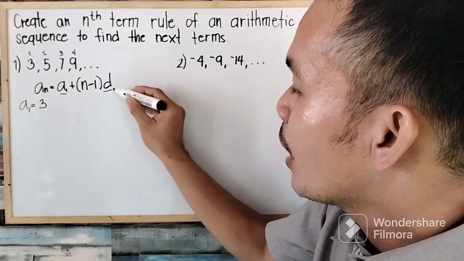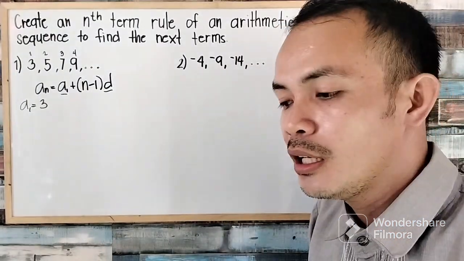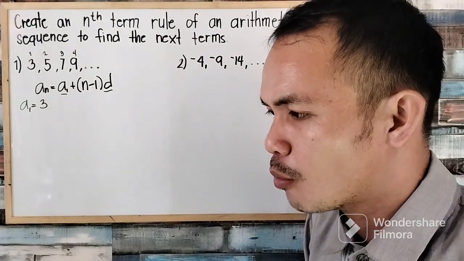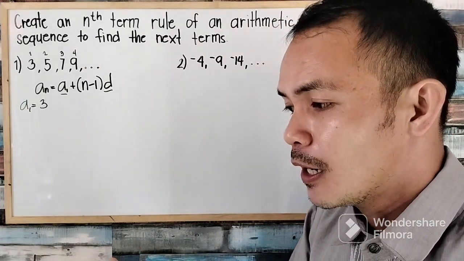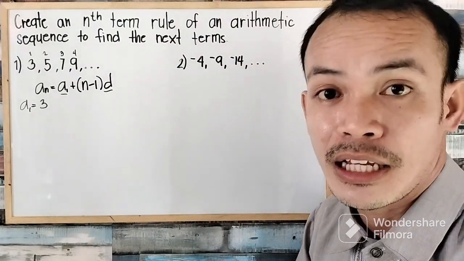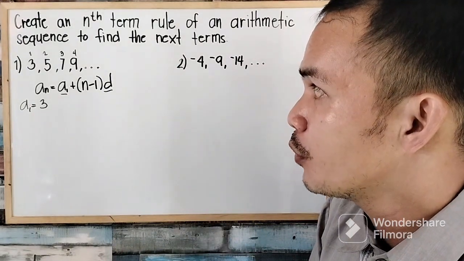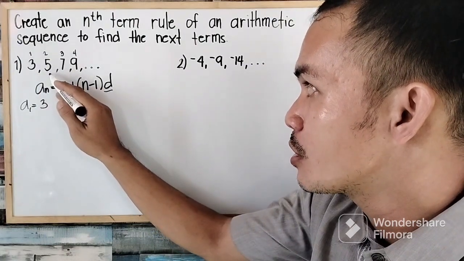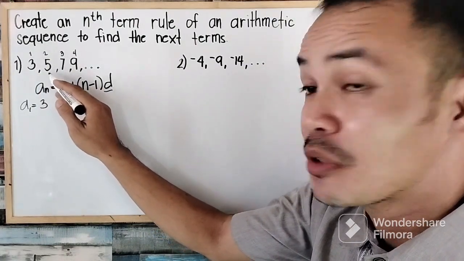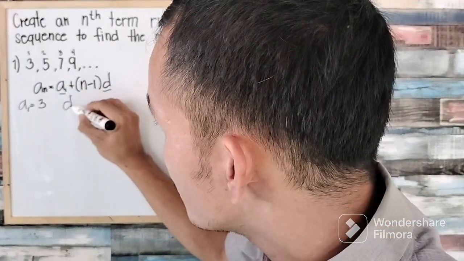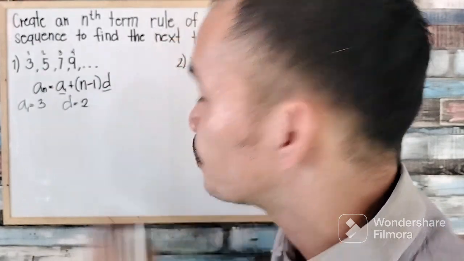Right? And we have to find the d. What is d? d stands for common difference. Paano ba kukunin yung common difference? You will just simply subtract the second term by the first term or the third term by the second term. Okay? So let's say for example, the first term is 3 and the second term is 5. So isa-subtract natin yan. 5 minus 3, that is 2. So the common difference is 2.